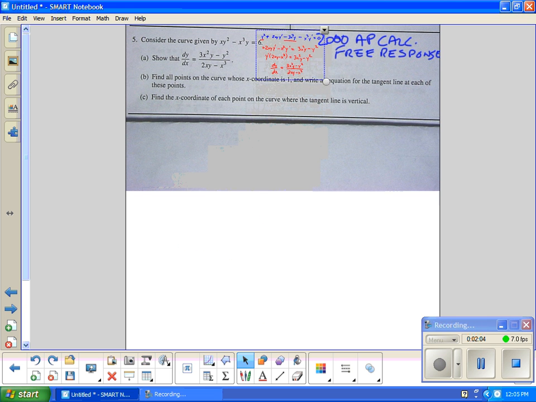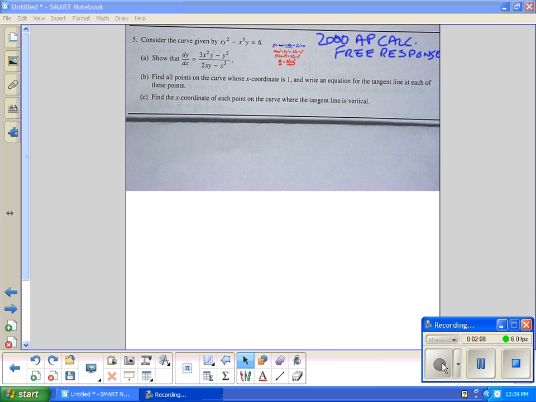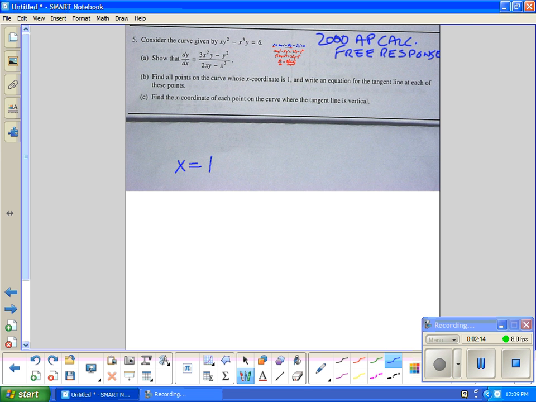Yep. We will. Let's do part B. All right. So the second one, just find all points on the curve whose x-coordinate is 1, and write the equation of the tangent line at each of them. So if x is 1, if I want to draw a tangent line, I need a slope and a point. I have the derivative, so let's get the points first.